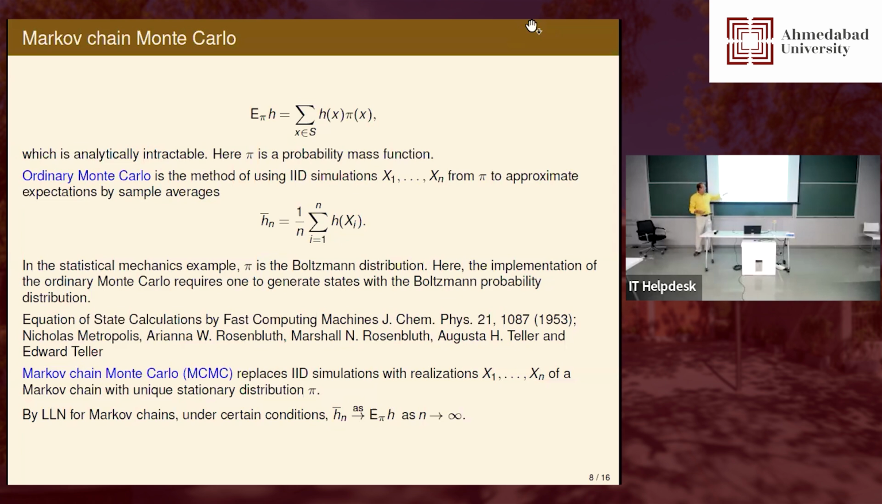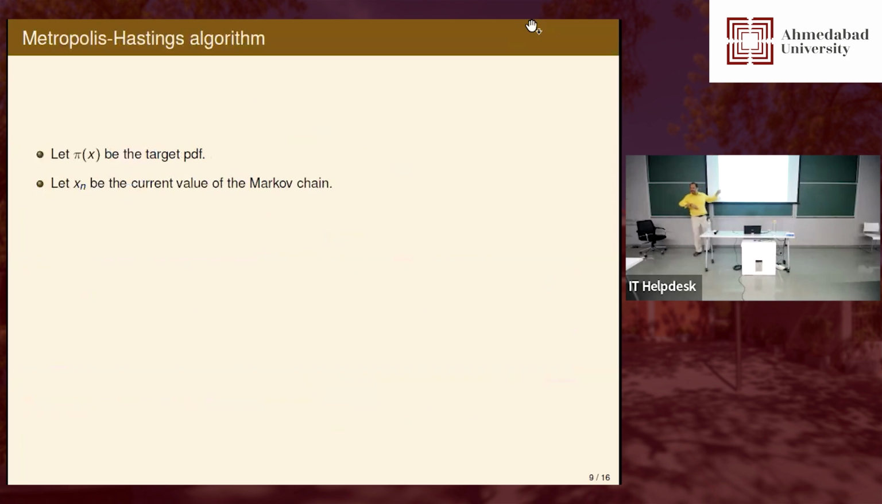Now, I have 15 minutes, right? So I'll give you one construction of this Markov chain. It's a very general construction. Again, remember, pi is my target distribution from which I want to get samples, but I cannot get exact samples from it. So what I do is get a dependent sample. I start somewhere, at zero for example, a value, any value on the state space.